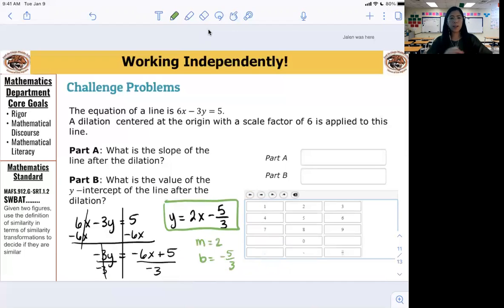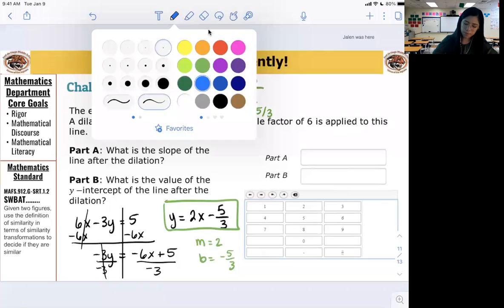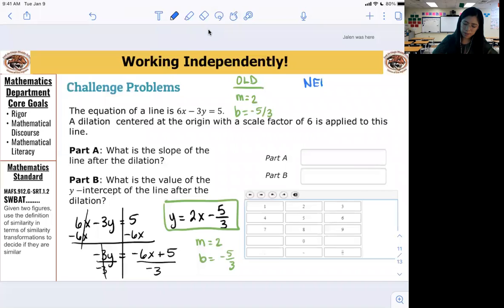Okay, well, what would be the slope of the line after the dilation? The new line. The old line, the slope is 2, and the y-intercept is -5/3. My new line has a scale factor of 6. What would be the slope of the new line?